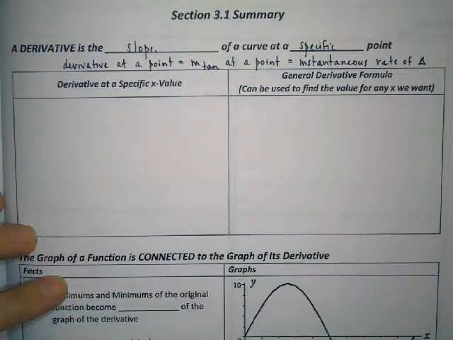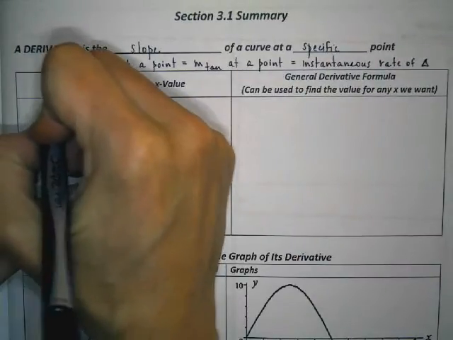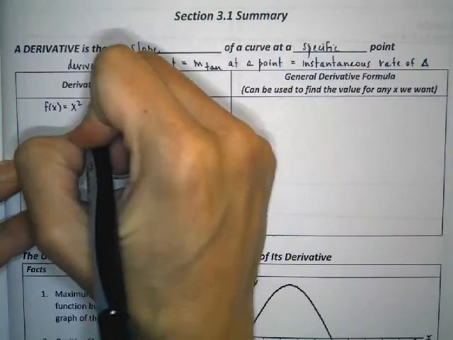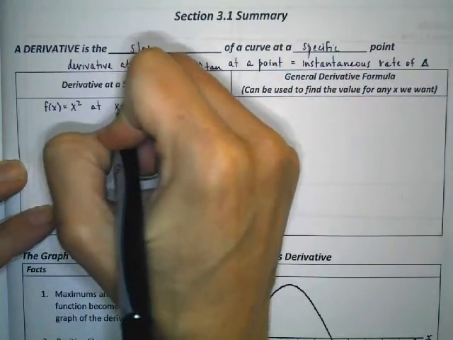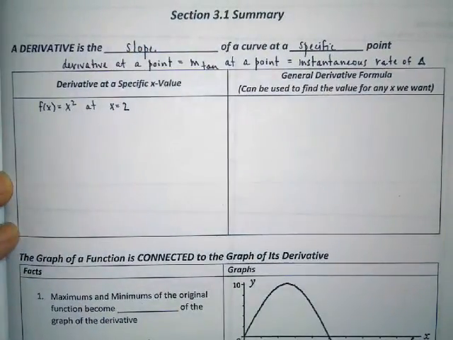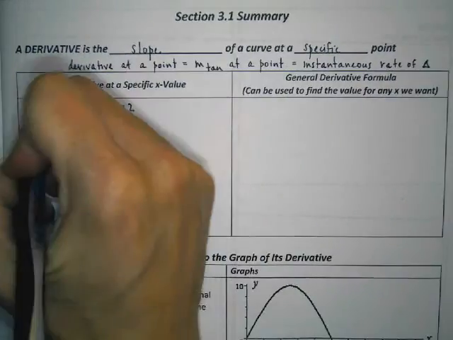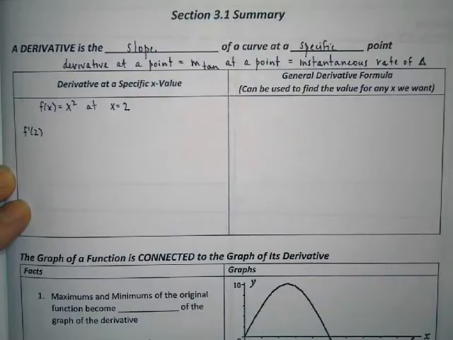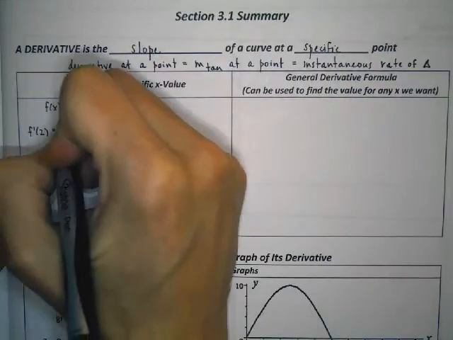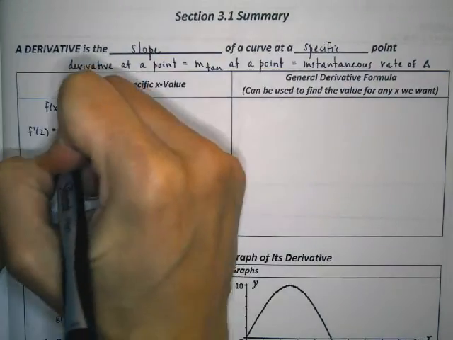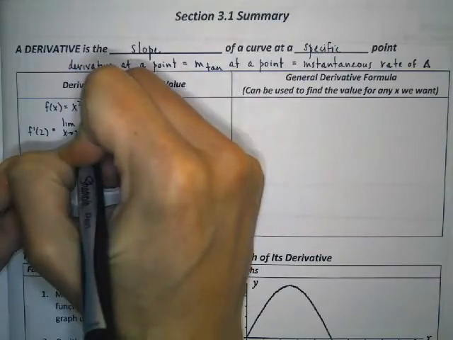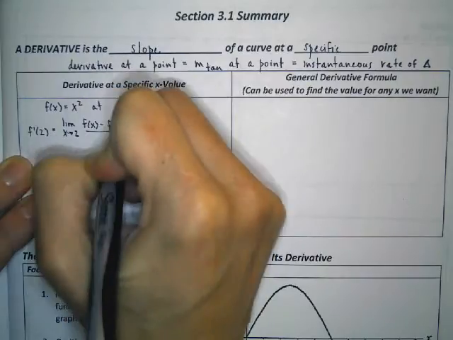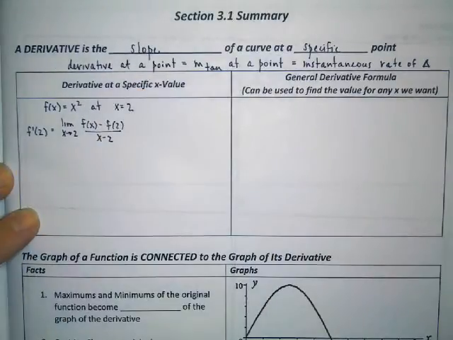So in last section we learned a new form. I'm just going to use the function f of x equals x squared, and I want to take the derivative at x equals 2. So our new form to find, I'm going to call it f prime of 2, we know that's the derivative of f when x equals 2. We have a form that looks like this: the limit as x approaches 2 of f of x minus f of 2 over x minus 2.